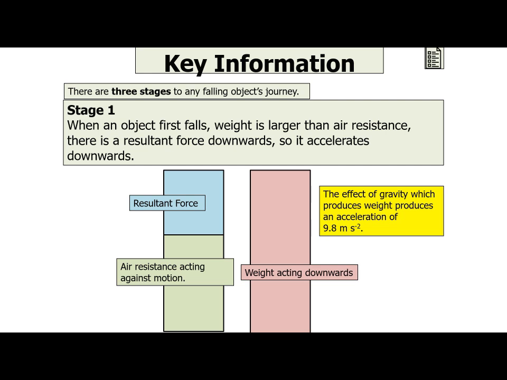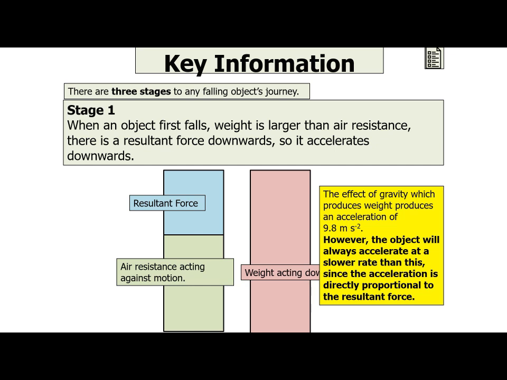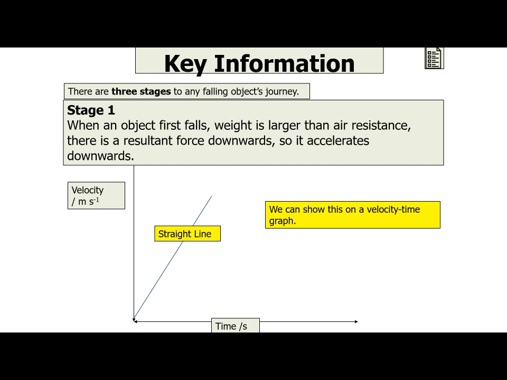Now the effect of gravity, which produces this weight, produces an acceleration, like we said, of 9.81 meters per second squared. And the effect of gravity, which produces the weight, stays constant throughout the process. So if an object accelerates only due to the force of weight, we say it is falling freely. However, the object will always accelerate at a slower rate than this, since the acceleration is directly proportional to the resultant force. The resultant force is smaller than the weight due to the effect of air resistance acting against this motive force. So we can see with our velocity time graph we have a straight line in our first section. So here we've got a constant positive gradient and we've got a constant acceleration.